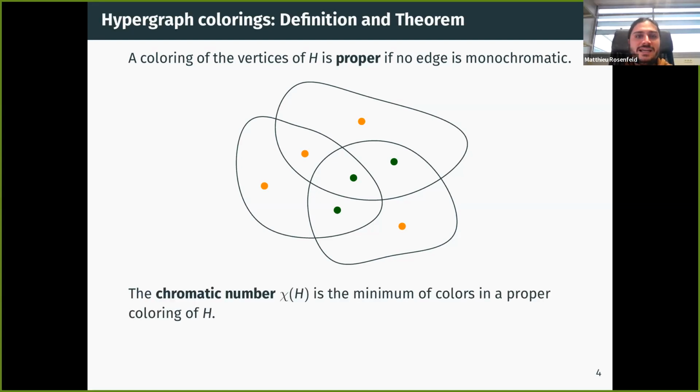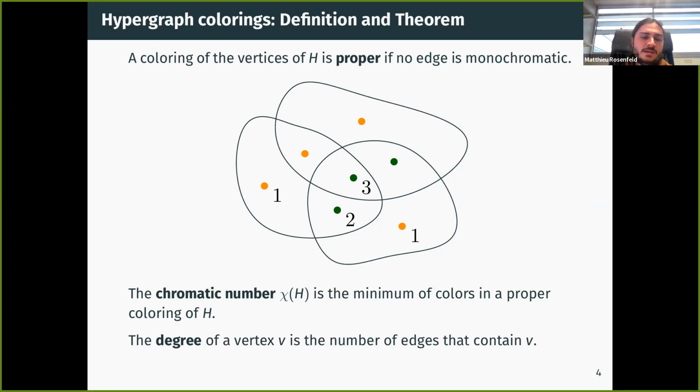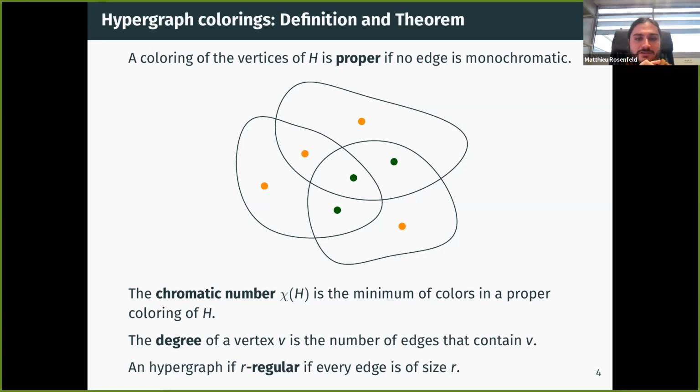Naturally, I have a notion of coloring, so there is the associated notion of chromatic number. The chromatic number of my hypergraph is just the smallest number of colors that I can use to properly color this hypergraph. Now let me give two more definitions that are going to be useful. The degree of a vertex is just the number of edges that contain this vertex. You can see a few examples there. And I'm going to say that a hypergraph is r-regular if every edge is of size r. For instance, this hypergraph is 4-regular because each of the edges contains 4 vertices.